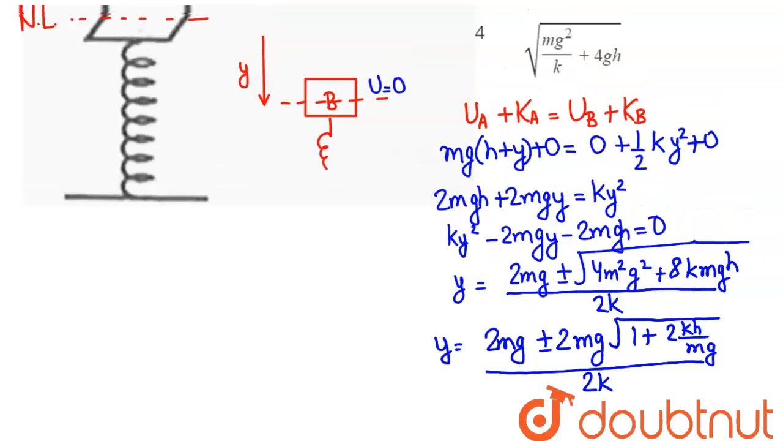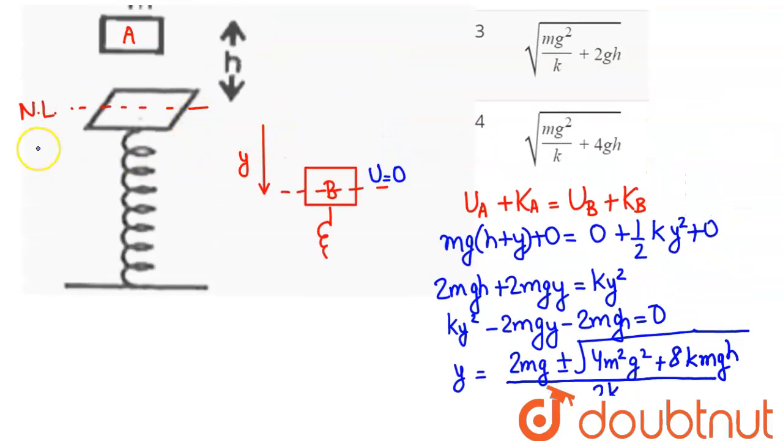The equilibrium position is the position where net force is balanced. Suppose this one is our equilibrium position and this one is our maximum compression. First of all, we find out the maximum compression, and then the amplitude, to find the velocity at mean position or equilibrium position. So equilibrium position is suppose at y0.